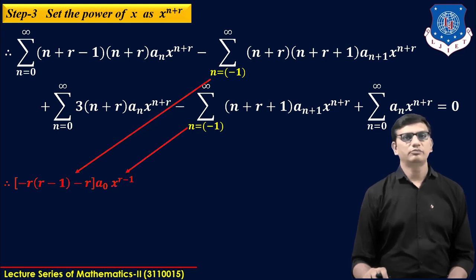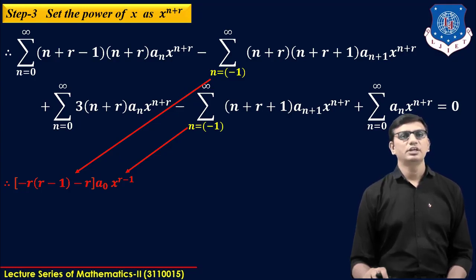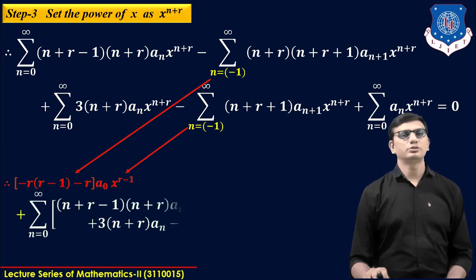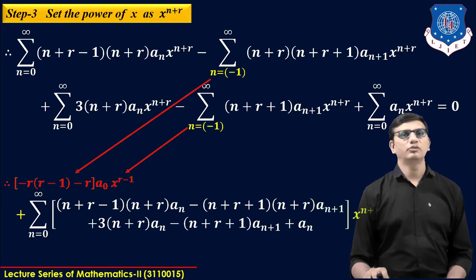Here we will put the minimum value of n, which is n equal to minus 1. We get minus r into r minus 1 minus r a0 x raised to r minus 1. And the remaining term will be c plus sigma n equal to 0 to infinity (n plus r minus 1) into (n plus r) an minus (n plus r plus 1) an plus 1 plus 3(n plus r) an minus (n plus r plus 1) an plus 1 plus an into x raised to n plus r, which is common from every summation, equal to 0.